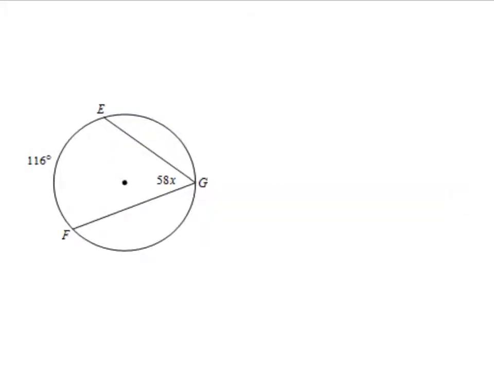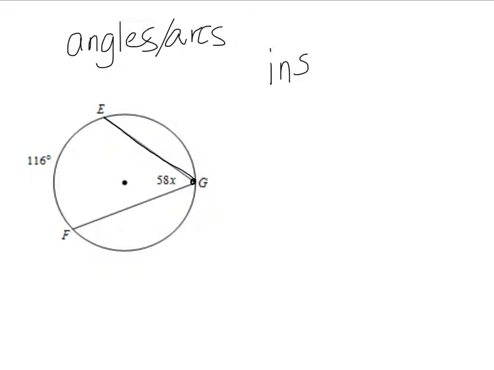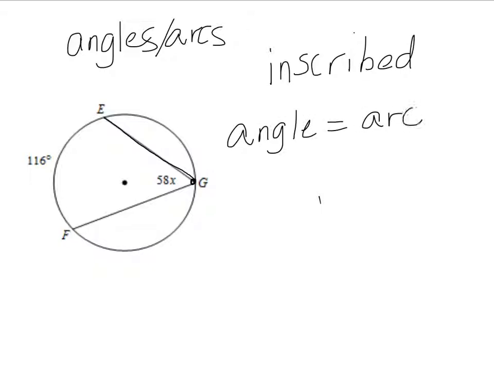Alright, now here's another one. This is a circle, and we're dealing with angles in this one, not segments. This is angles and arcs. Now this angle right here, because the vertex is on the circle, it's an inscribed angle. And for an inscribed angle, the angle is equal to half of the arc, or the arc divided by 2. So the angle is equal to the arc divided by 2. So the angle, 58x, equals the arc divided by 2.